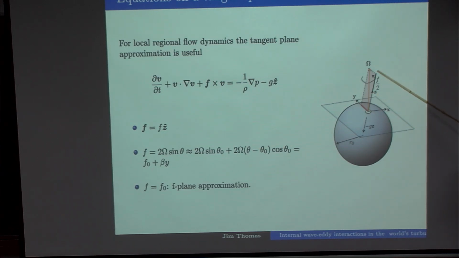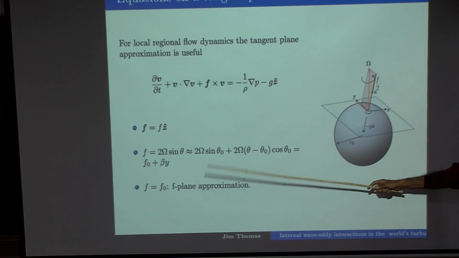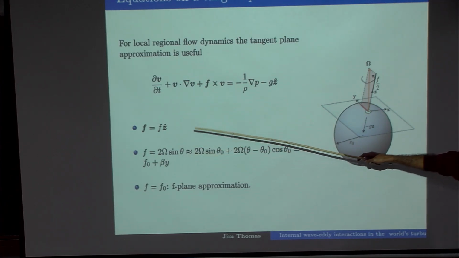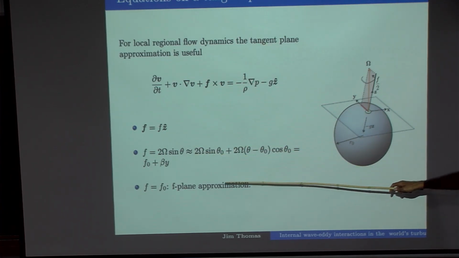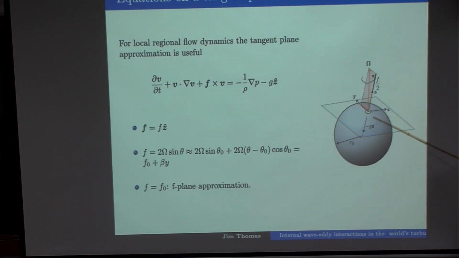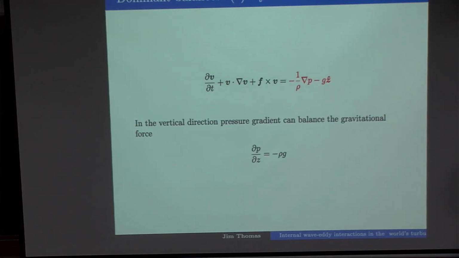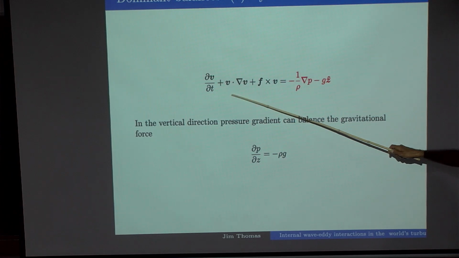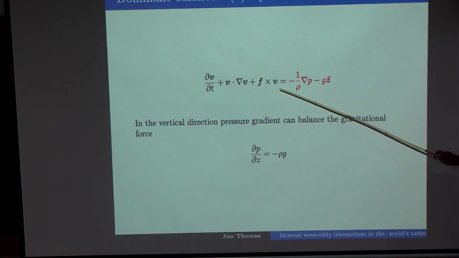So now I'm considering the local vertical or local normal of this plane, and that component, rotation component, is what we call F. So this is also called the F-plane approximation, where we are assuming we are on a plane with the rotation of this tangent plane considered. So that gives us these equations now for the momentum equation. So we have the time derivative term, advective term, Coriolis term, and this term.